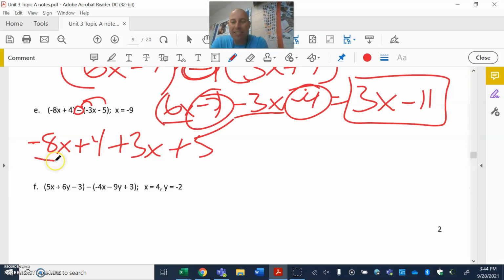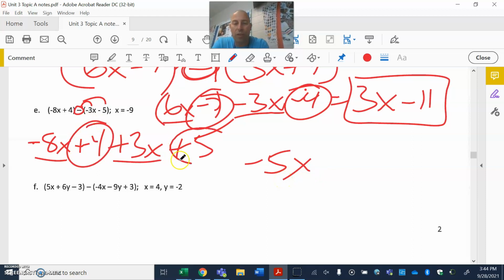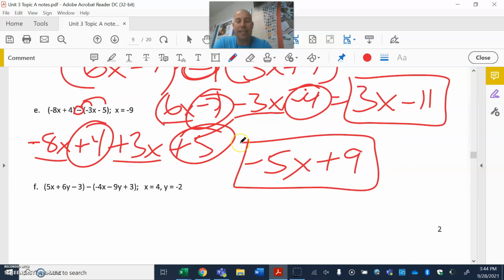Now we can combine, so a negative 8x with a positive 3x. That gives me a negative 5x. And I'm combining that positive 4 with that positive 5. Hey, plus 9 because it is a positive 9 that we're looking at.